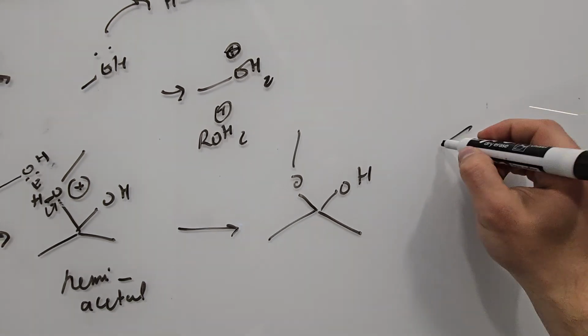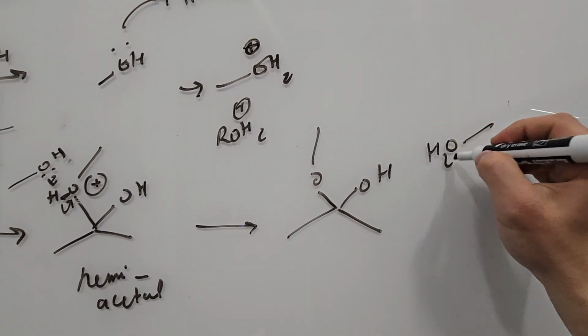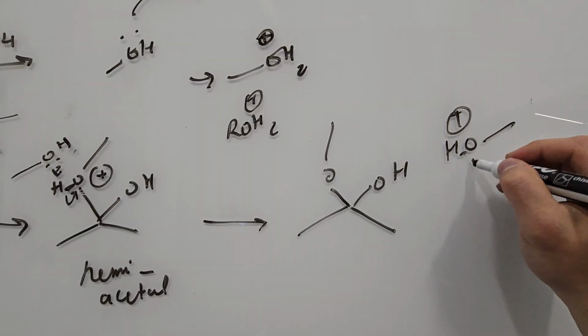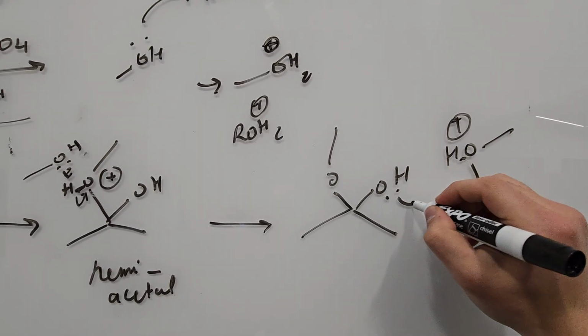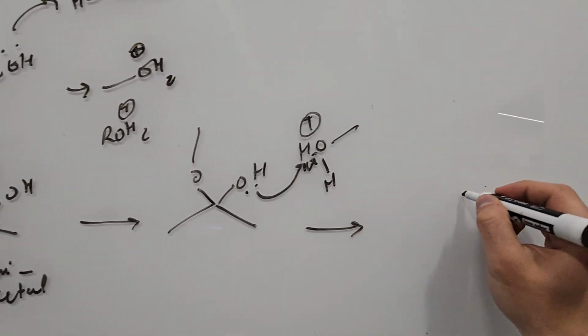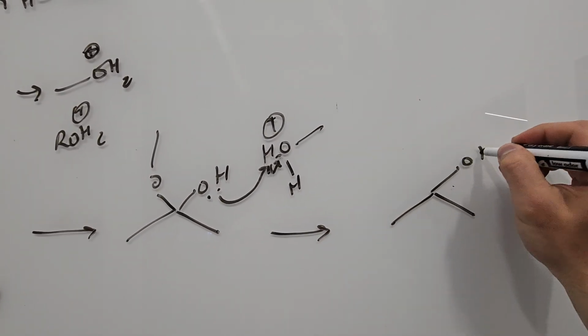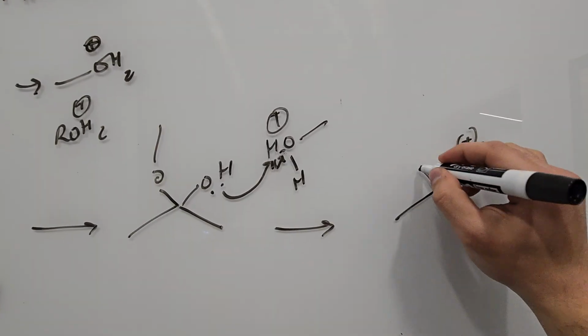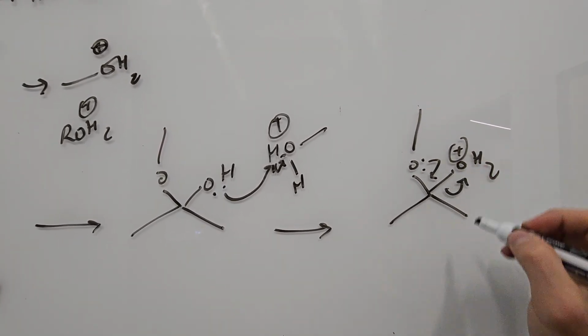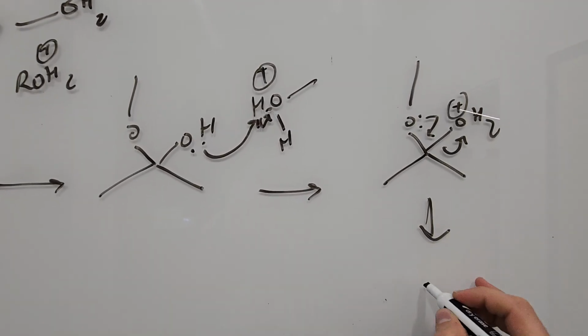In the same way, another molecule of ROH2 plus can protonate this hydroxide group, so that we are left with a good leaving group on the molecule, just like so. The two lone pairs come down and then kick out the leaving group, so that we form this product.